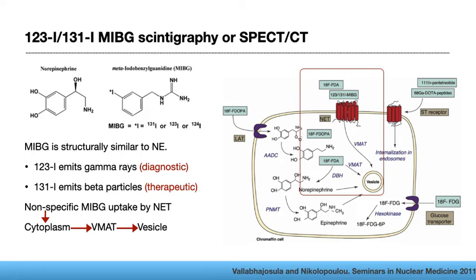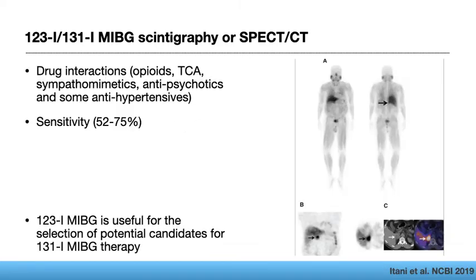The uptake of MIBG into the chromaffin cells takes place through norepinephrine transporters. Then, vesicular monoamine transporters facilitate its transport from the cytoplasm into the storage vesicles. There is a long list of medications that interfere with MIBG imaging, including opioids, tricyclic antidepressants, sympathomimetics, antipsychotics, and some antihypertensive medications. These drugs should be stopped if possible 7 to 14 days before the scan.